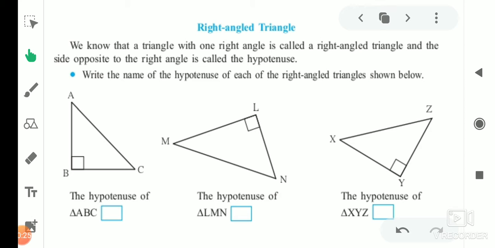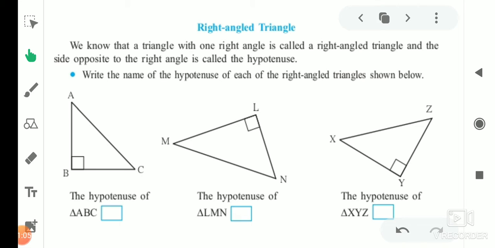For example, this is triangle ABC and here angle B is of 90 degree, so it is called a right angled triangle ABC. Similarly, here angle L is 90 degree, so here triangle MLN is a right angled triangle. In triangle XYZ, angle Y is 90 degree, and so here XYZ is a right angled triangle. We denote a right angle by this square sign. This square sign means right angle.